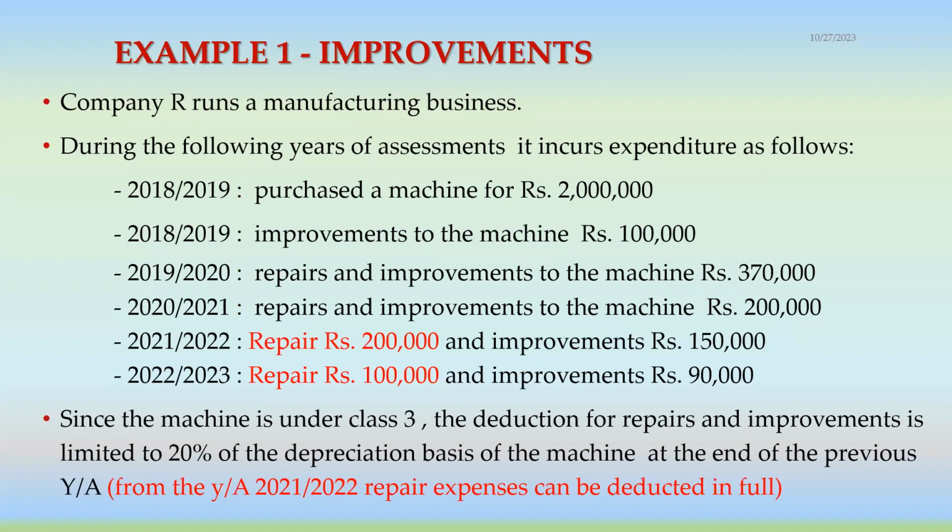Let's move to an example. So, this is a company R. It runs a manufacturing business. During the following years of assessments, it incurs expenses. That means, even though you are in this 22-23 period, you should know previous repairs done, because for the grant of capital allowances and for the improvements, you know the repairs and improvements done up to this year of assessment.